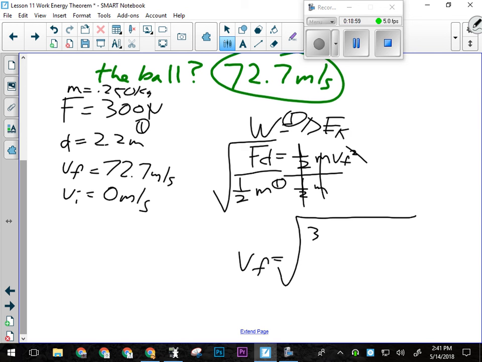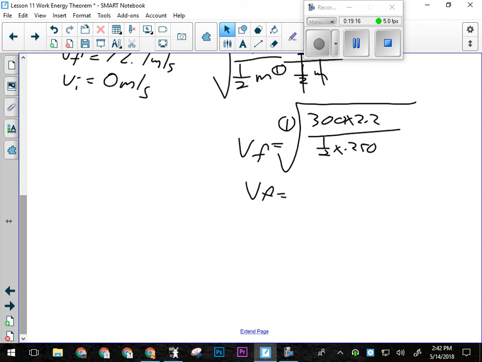So we would have 300 times 2.2, so force times distance, divided by 1/2 times the mass, 0.250. Okay, all square rooted should give me vf. So you'd probably get a number there for plugging your numbers in. So we're up to 4 marks, and then getting vf would be our final mark.